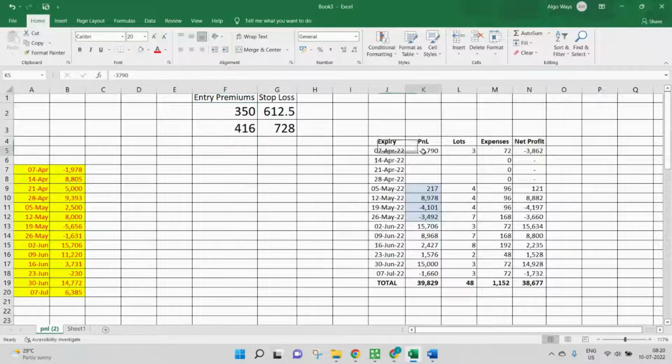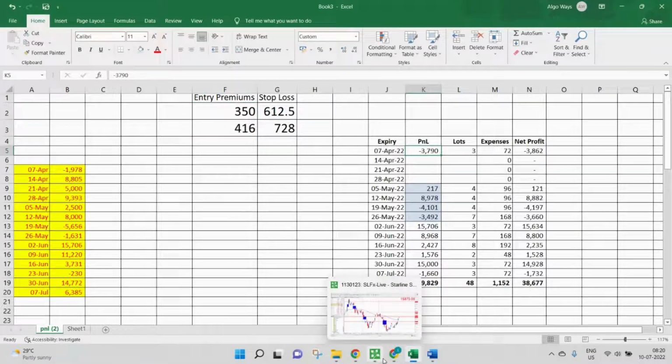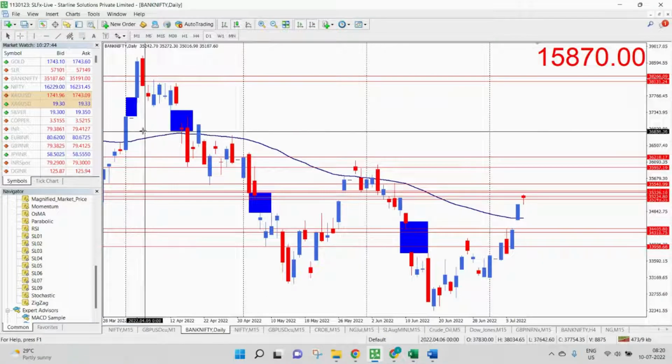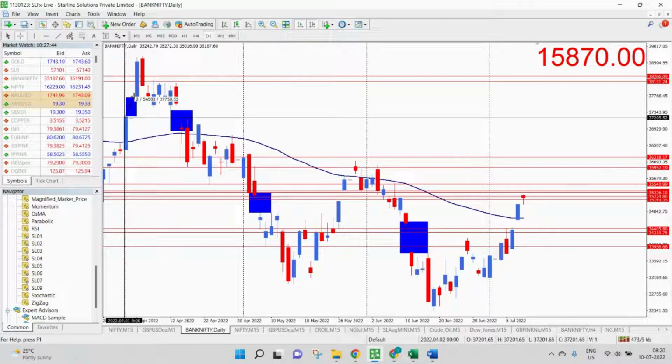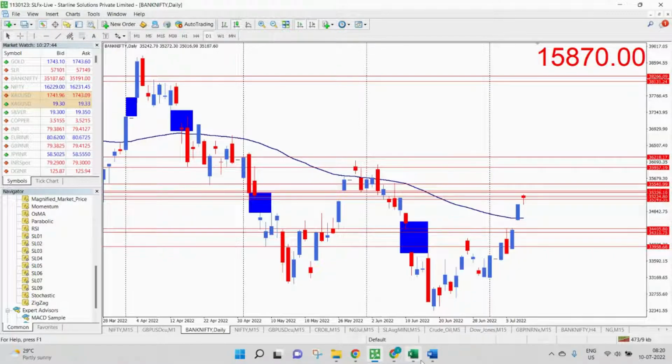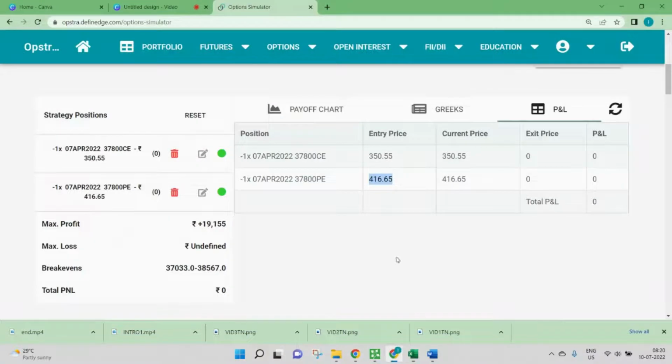You can see here we lost 3,700 rupees in a gap of around 550 points gap up. We have lost 3,700 rupees. So we are in trade again now.